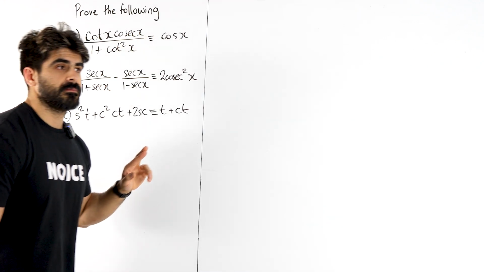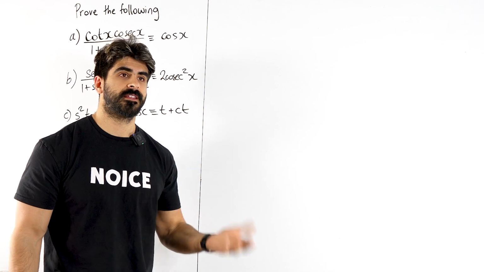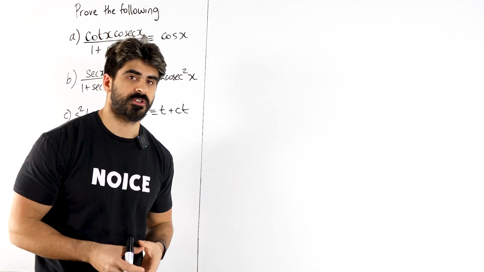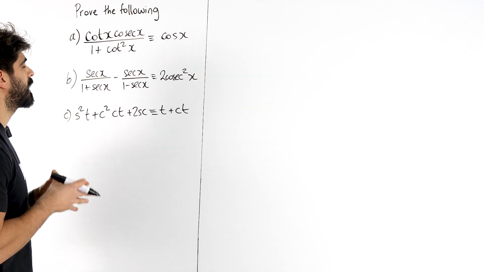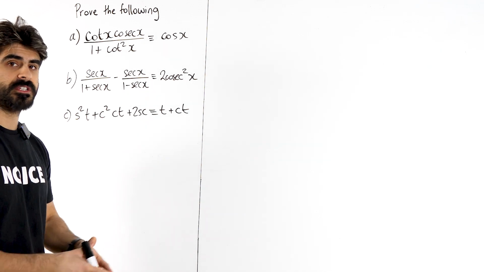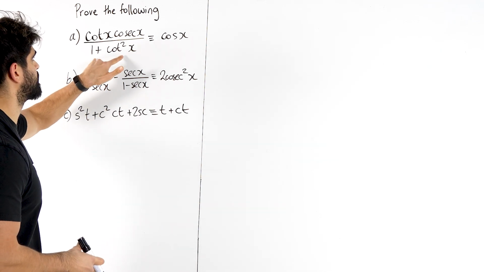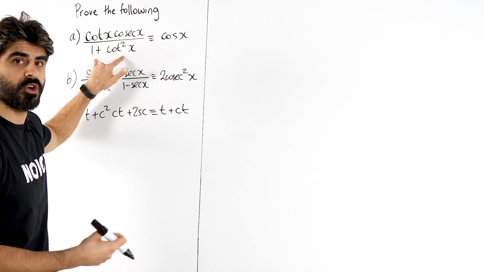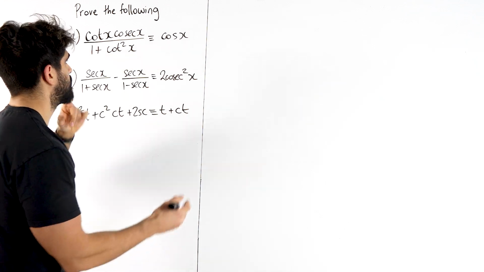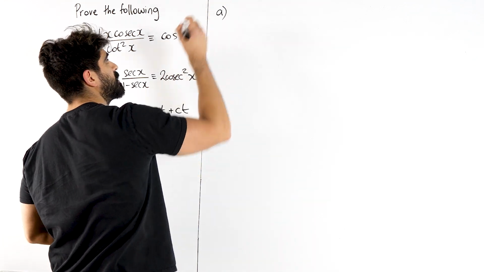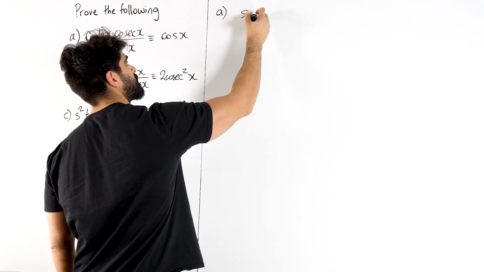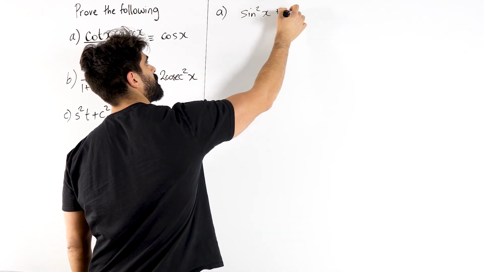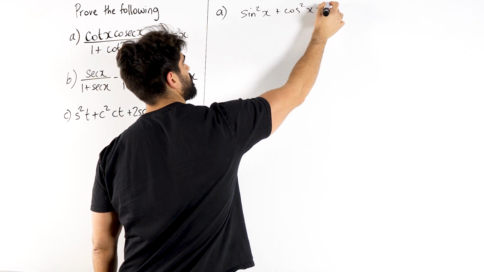Now, a lot of students, the first thing they do is they just convert to sine and cos. Now, generally speaking, that's a good strategy to have. However, we need to be well conditioned to recognize the denominator. 1 plus cot squared is cosec squared. Now, you don't need to prove that as part of the proof, but let me remind you how we do prove that. So we have sine squared x plus cos squared x is 1.